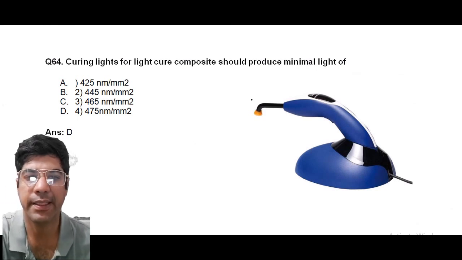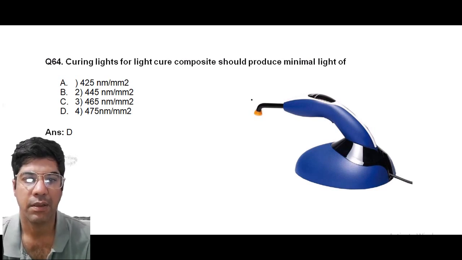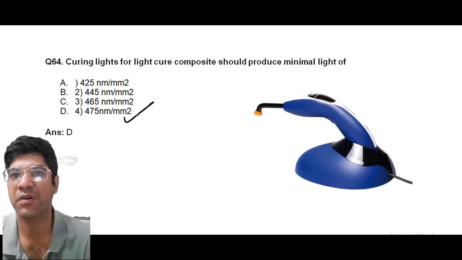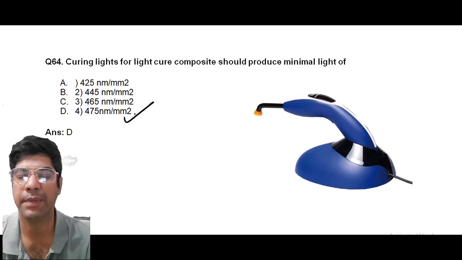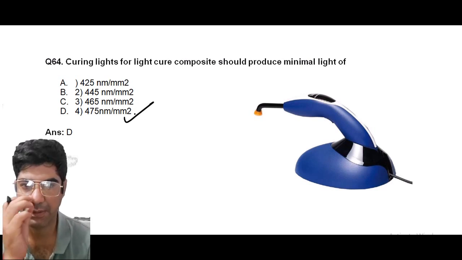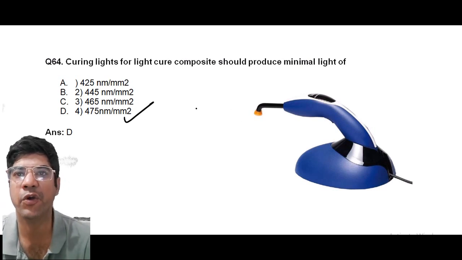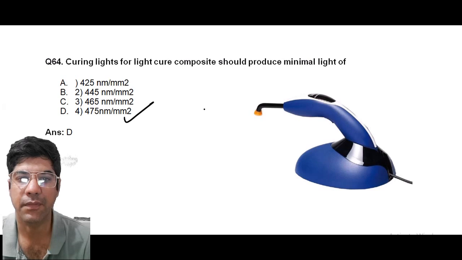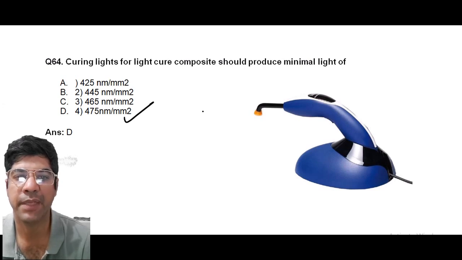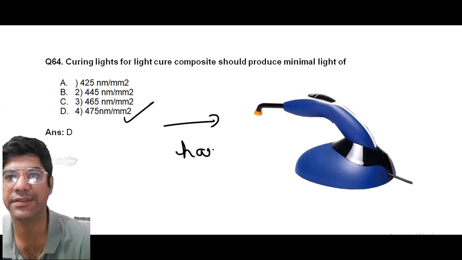The curing light for light cure composite should produce minimum light of, answer is 475 nanometer per millimeter square. So this specific wavelength of light is necessary to activate the photoinitiator in the composite material that would initiate the polymerization process that hardens the composite.